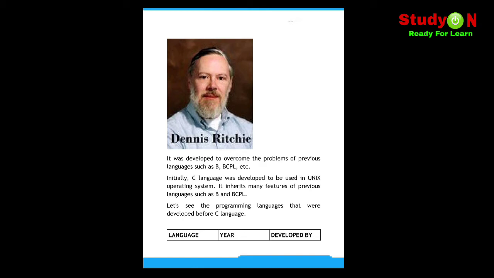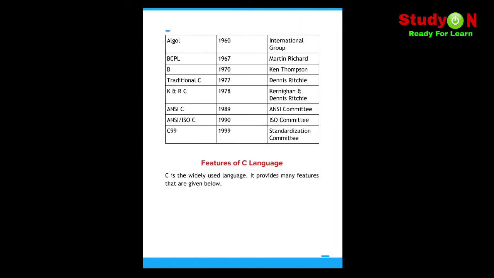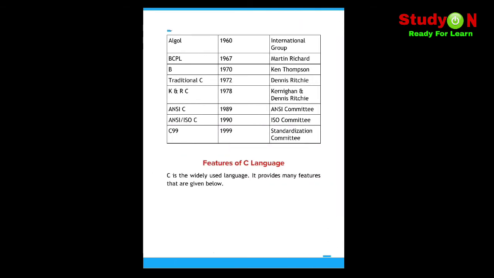Algol language is developed by International Group in 1960. BCPL is developed by Martin Richard in 1967. B language is developed by Ken Thompson in 1970. Traditional C is developed by Dennis Ritchie in 1972.